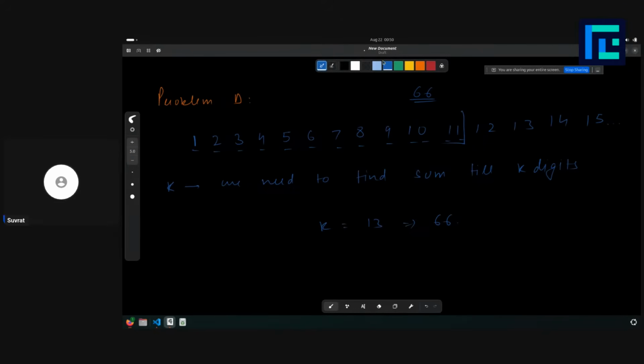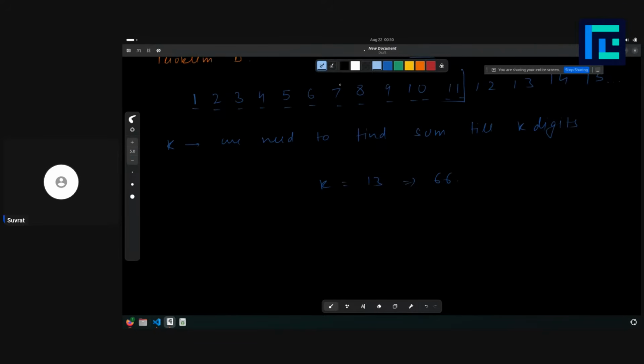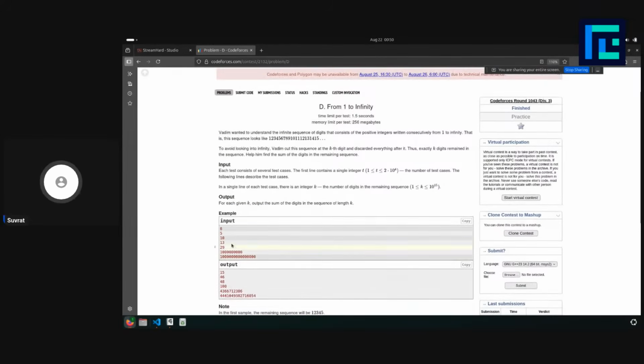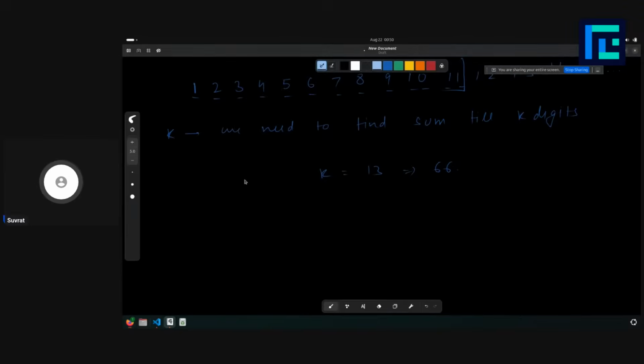So basically, solving the test cases would be straightforward. So let's start discussing the problem. One thing that I can observe is the number of digits in the sequence till a number k increases with k.